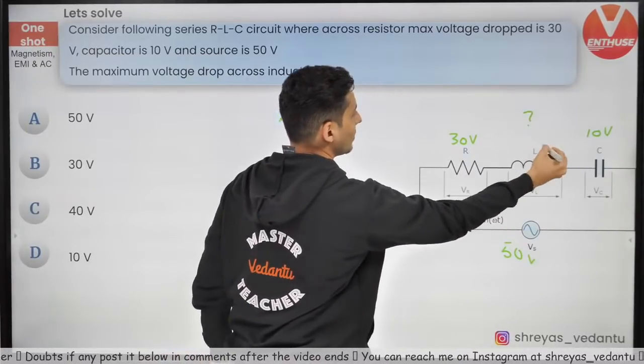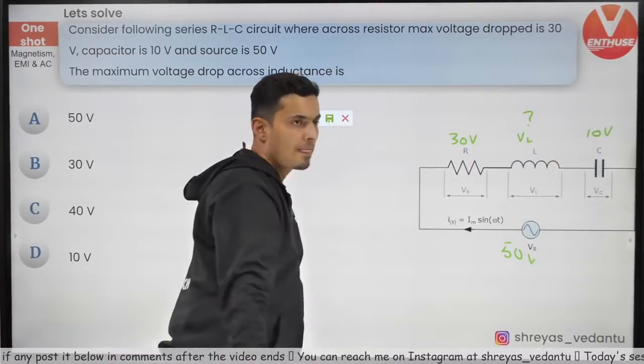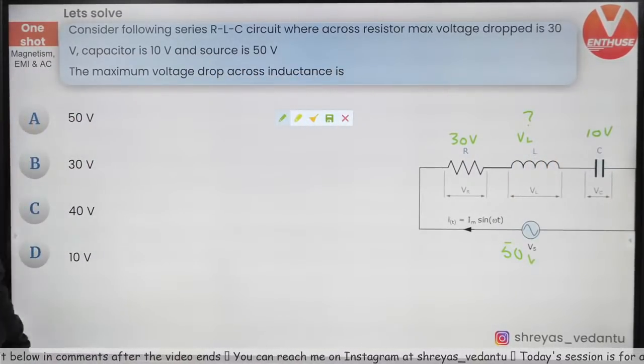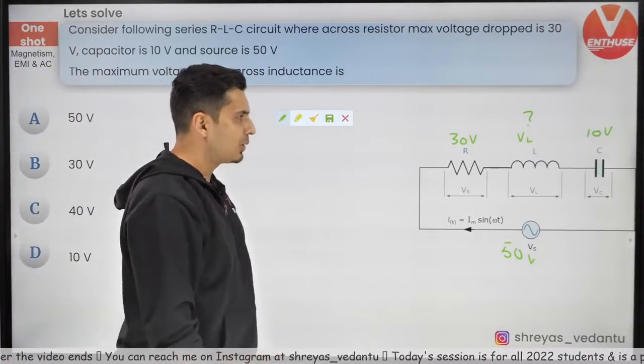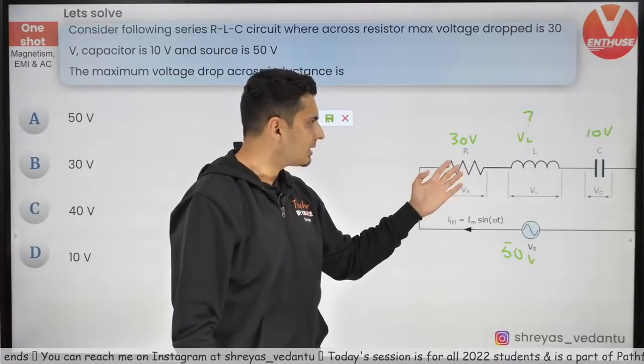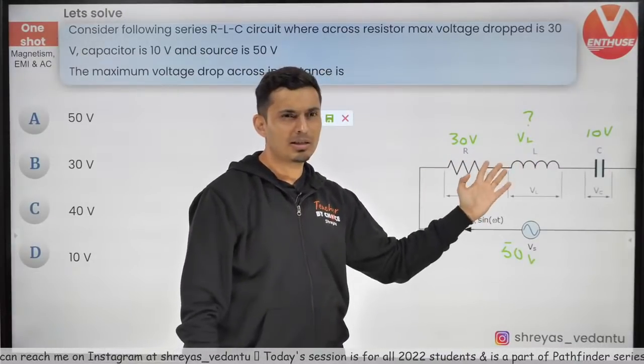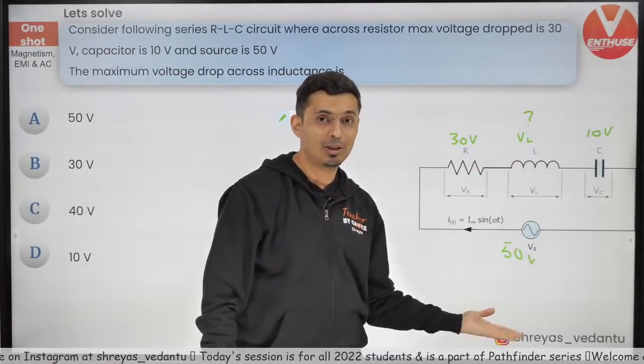So question is, how much across the inductor? Well, come on. Answer the question. Is it 50? Is it 30? Is it 40? Is it 10? I know what most of you are going to do. 50, this is 30, this is 10. How much is remaining? 30 plus 10, 40. 40 plus 10, 50. So answer is 10.